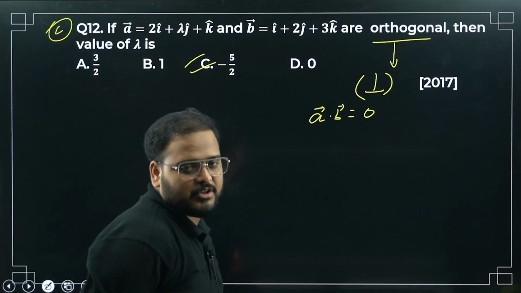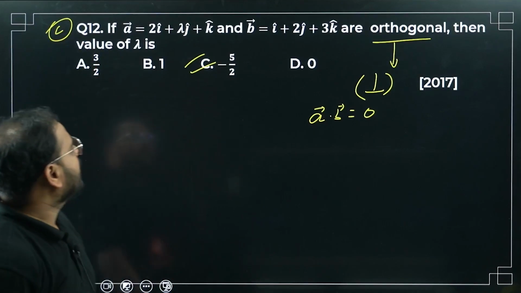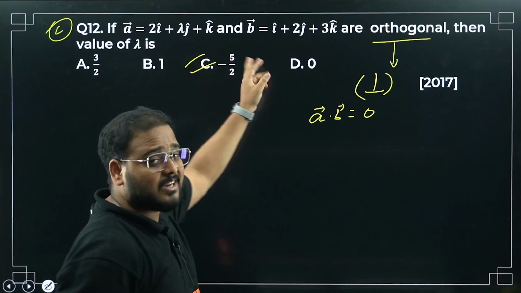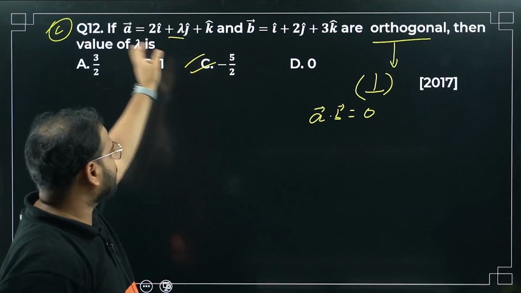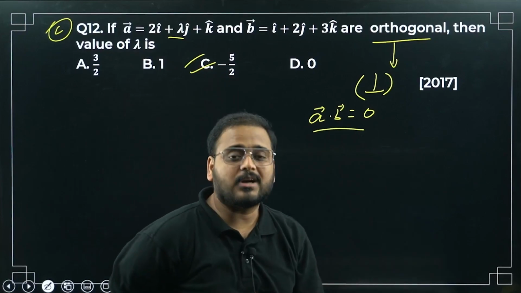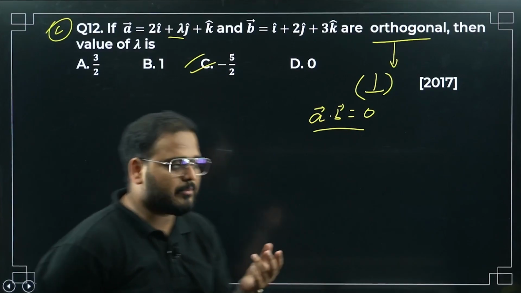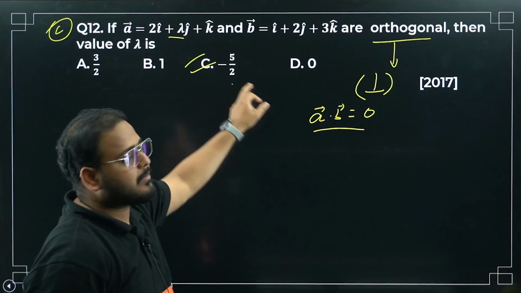Please check it. I will not give you the solution for this. Simple question, okay? If you do the dot product, you're going to get a linear equation in lambda. Lambda is the variable, right? If you solve the dot product like this, you'll get a linear equation in lambda. Solve for that, you're going to get minus 5 by 2 as the answer.